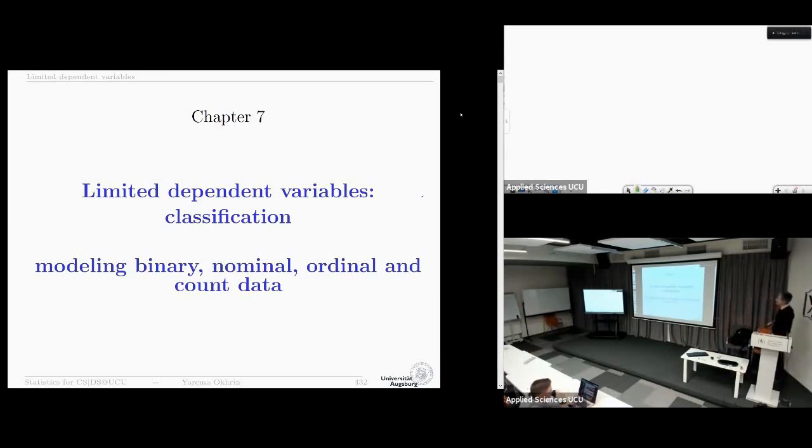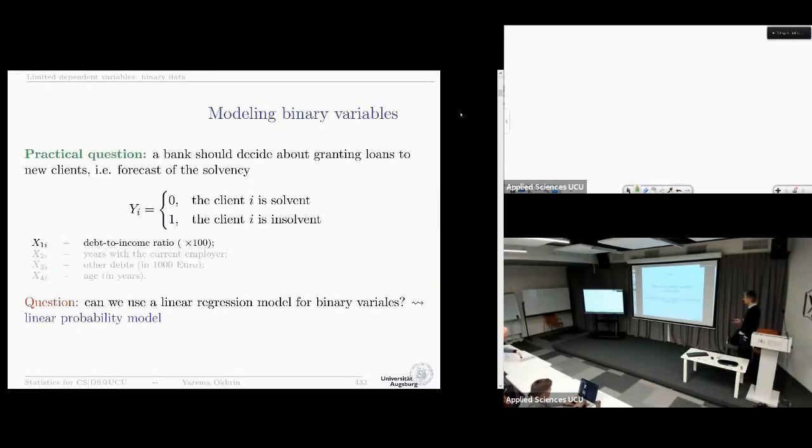We'll go on now with our classification problem with the logistic regression and then move to nominal data, ordinal data, and count data. Probably in the nominal one we just discuss shortly and then spend more time on ordinal and count.